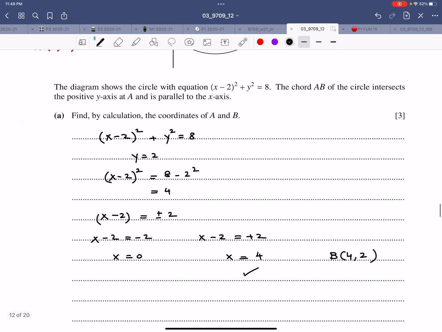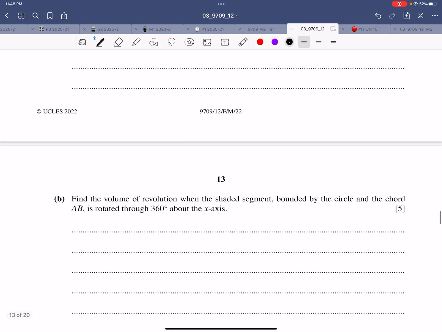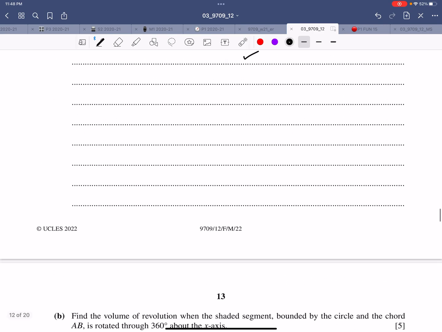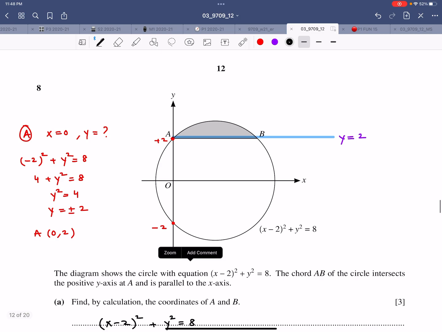Now it says find the volume of revolution of this shaded region about the x-axis. Now there is a curve. Treat this circle as a curve, and there is a line, and these are the 2 points. So this is 4 and this is 0. So integrate the curve between 0 and 4, integrate the line between 0 and 4, taking care of volume.